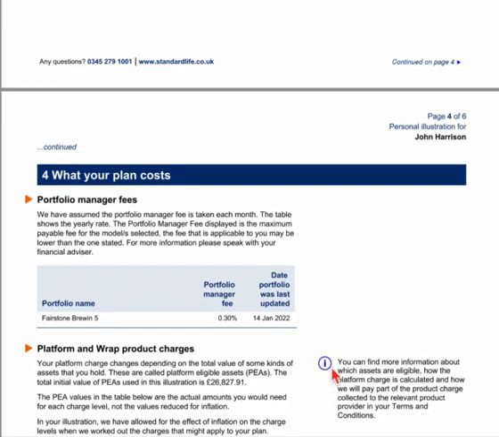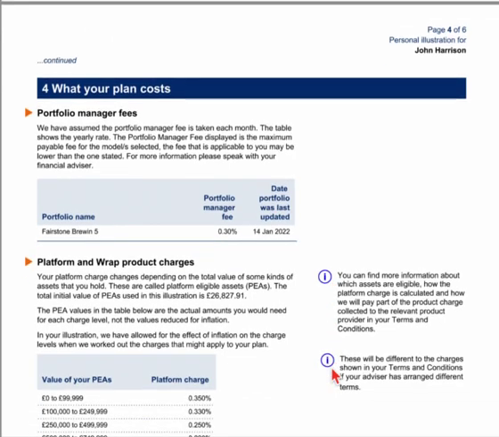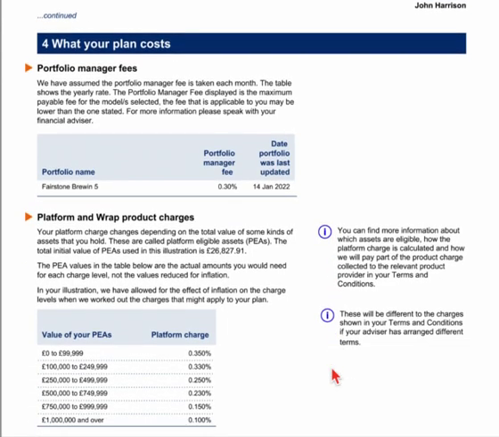So obviously, somebody's going to manage this money. So as we said, we're putting it with the Fairstone Brewin 5, the Managed Portfolio Service. So there is a portfolio manager fee charge for that, which is 0.3% of the fund value. And we also have a platform charge. So Standard Life, we have to pay Standard Life to manage the money on their platform.